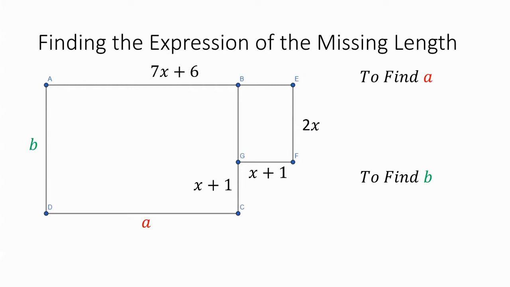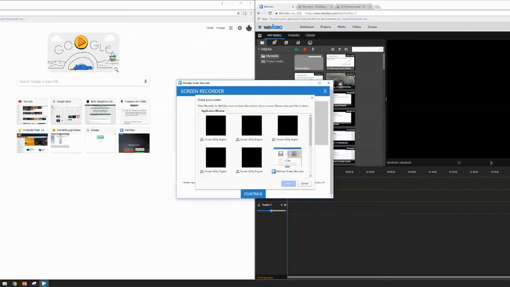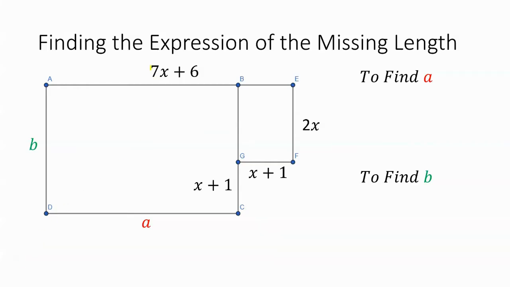All right, so basically, we're going to start by finding length. Now, we have all these expressions representing certain side lengths. So, we're going to use these expressions to figure out what our missing sides are. So, I'm going to use this highlighter and basically show you that 7x plus 6 represents this entire side, A to E. Okay, so that's something to kind of notice.